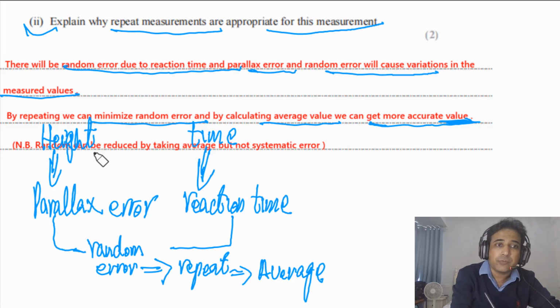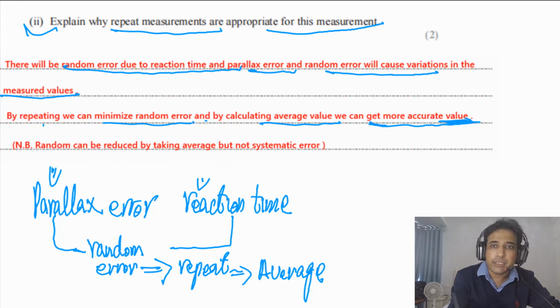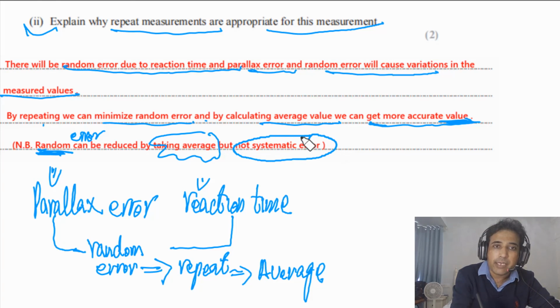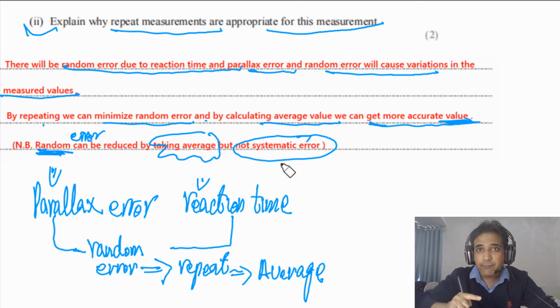And this point is very important, so let me clean this one. This is something you need to keep in your mind. Random error can be reduced by taking average, but not systematic error. If you take average, we cannot reduce systematic error.